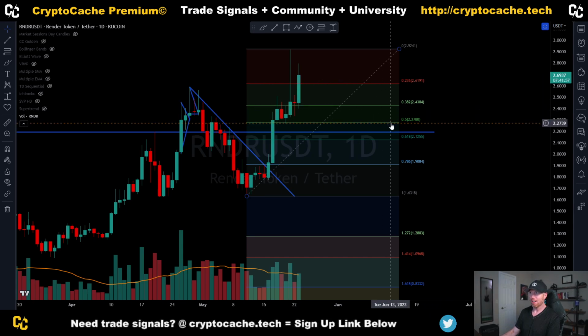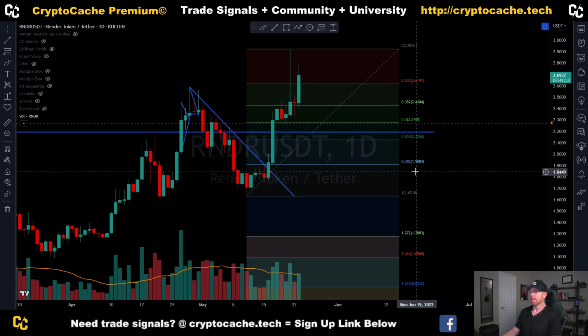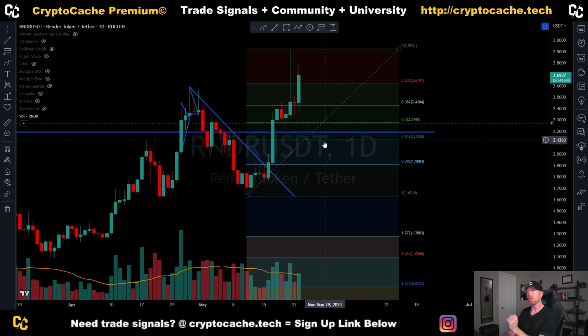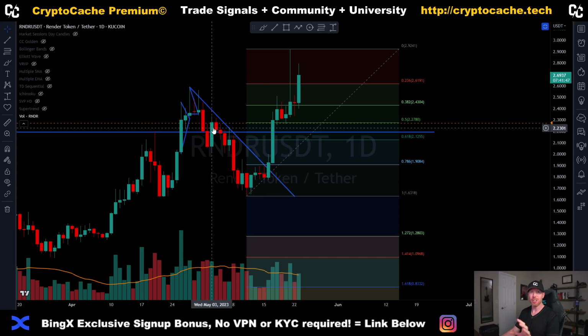We can see this nice little halfway mark there, 2.278. That is essentially a key level support that we need to focus on. It's about roughly the halfway point. And that was coincidentally a previous resistance. We'll talk about that here in a moment.